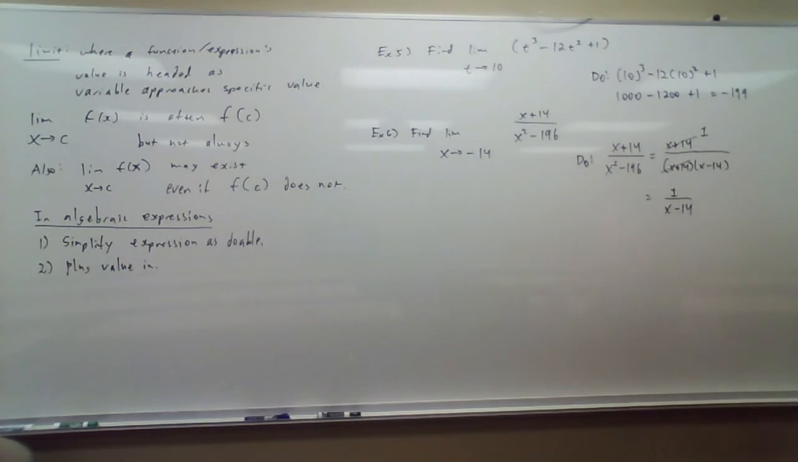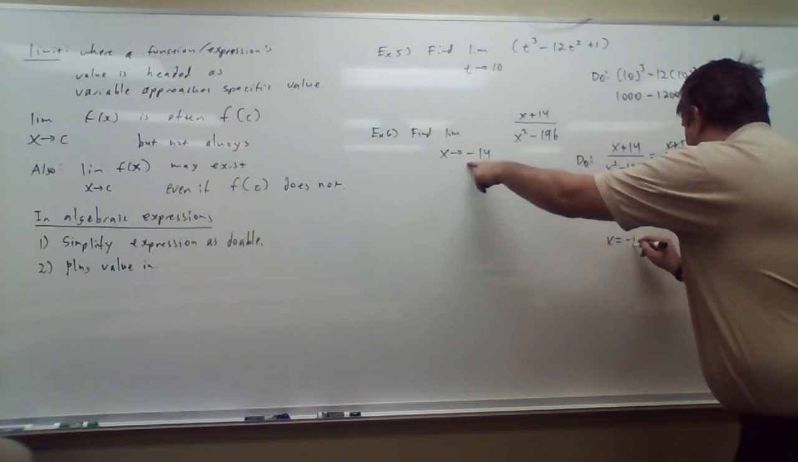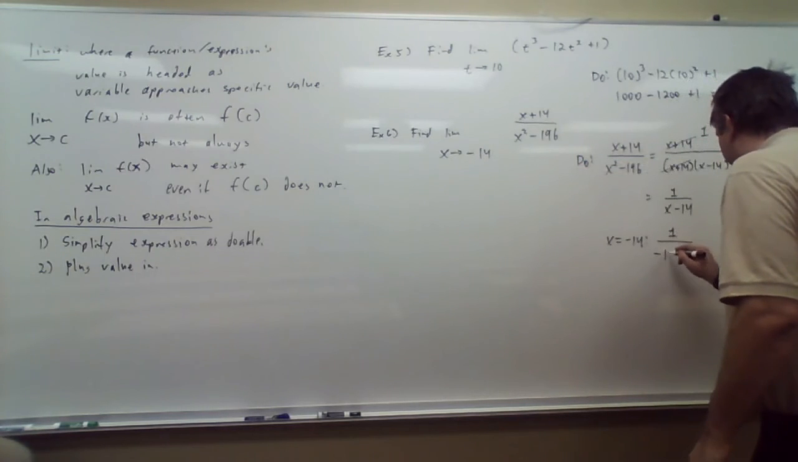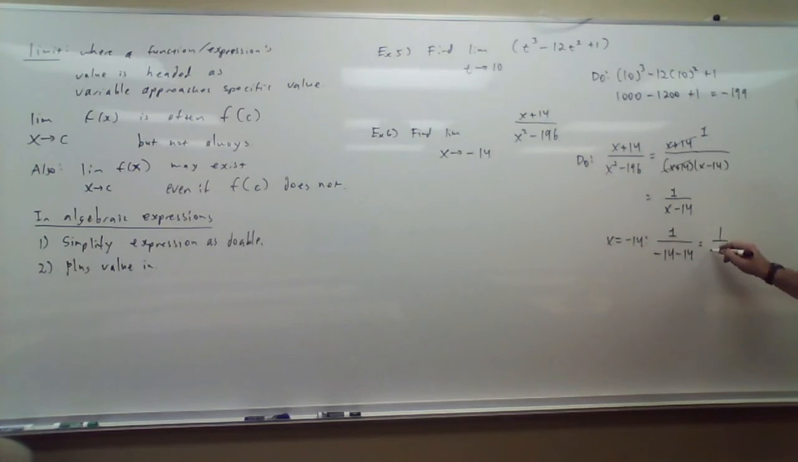All right. Now, at x equals negative 14, we have 1 over negative 14 minus 14, which leaves me 1 over negative 28, which is writable as negative 1/28. Okay? All right. I'm going to close this and put another example on the board.